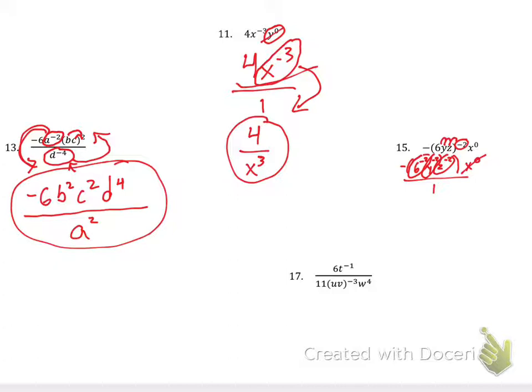Keep in mind, that negative there. So on the top, because nothing's going to be left, it would just be negative 1. Okay, keep that in mind. If there's nothing there, that just means there's a negative 1. And on the bottom, 6 to the second would be 36. And then we would just have y squared, z squared.